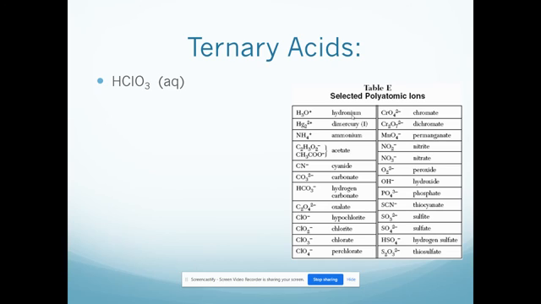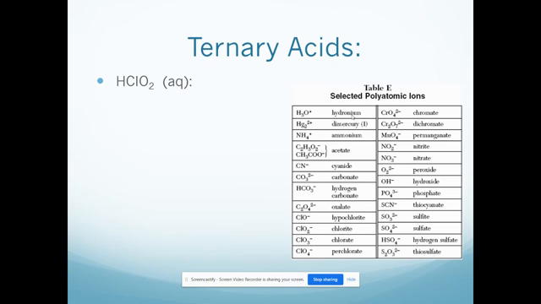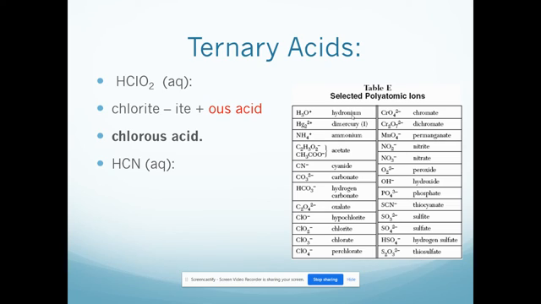HClO3. ClO3 is chlorate, right? So you have hypochlorite, chlorite, and chlorate. So you have to be really careful with this one. Again, it's an ate acid, chloric acid. HNO2, nitrite, ite. Want to hang out with us? Ite. Okay, ous, nitrous. ClO2. That's a chlorite, right? Ite. That's another weird way to remember it. Or just go to the reference table. HCN. CN is cyanide. Ide. Okay. Ide, ic acid.